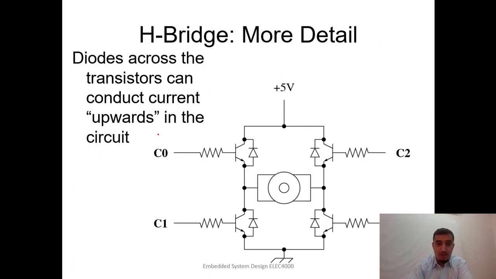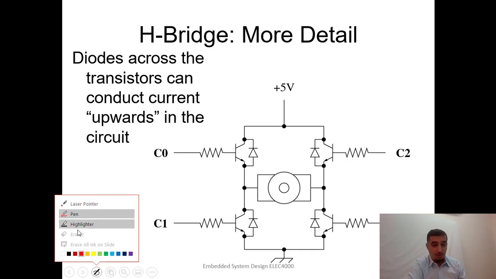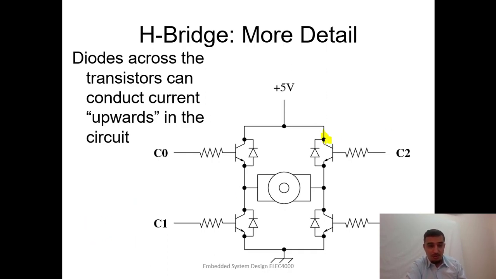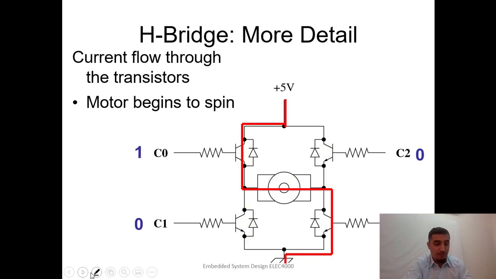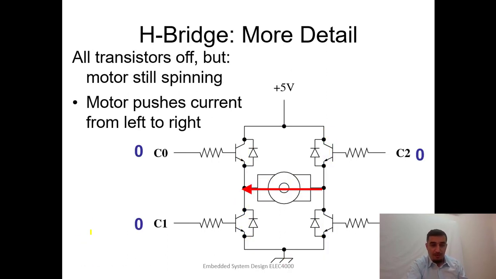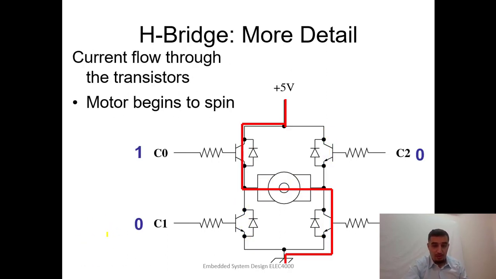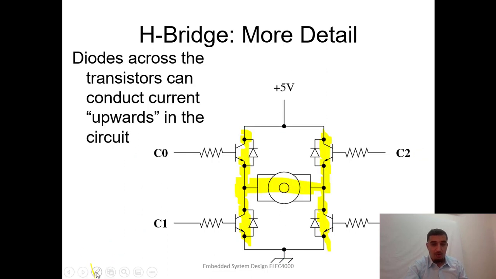Now the H bridge in more detail. Of course, this configuration is called the H bridge for a simple reason: if I use my highlighter, you see this is the letter H. That's why it's called the H bridge. Now, remember, when a motor is moving, what happens?